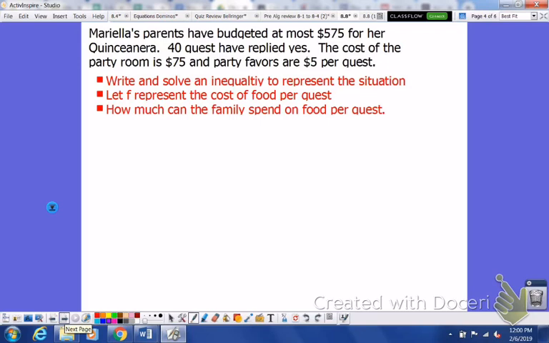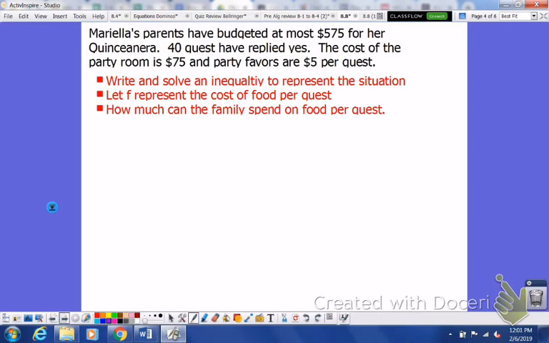Moriella's parents have budgeted at most $575 for her quinceanera. 40 guests have replied yes. The cost of the party room is $75 and party favors are $5 per guest. We want to write and solve an inequality to represent the situation where we are letting F represent the cost of food per guest, and we're trying to find how much can the family spend on food per guest.